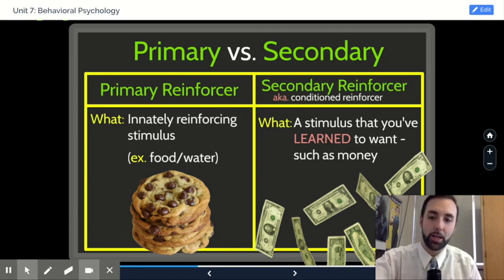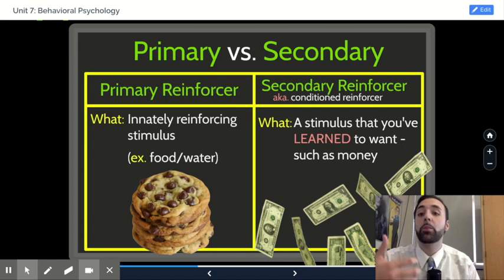Primary reinforcers are innately reinforcing stimuli like food and water. Organisms do not need to learn to want food or water. Therefore, those are incredibly powerful reinforcers. So if you provide food to an organism like a dog while trying to train them, that's an incredibly powerful positive reinforcer. I'm going to give you food.